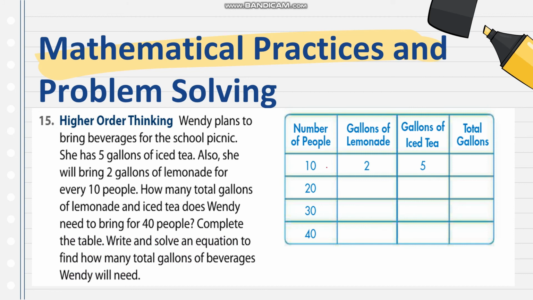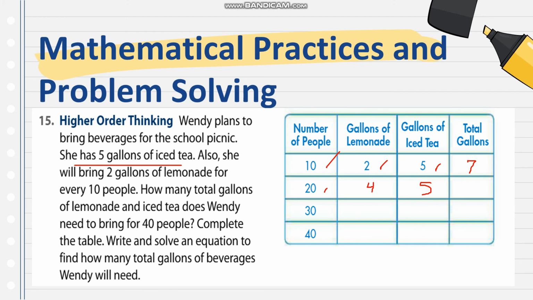For 10 people, gallons of lemonade is 2, gallons of iced tea is 5. So the total gallons is equivalent to 7. So for 20 people, since 10 people is 2 gallons of lemonade, it becomes 4, because we need to double the number of gallons. And of course, the gallons of iced tea is the same, because she has 5 gallons of iced tea only, regardless of the number of people.